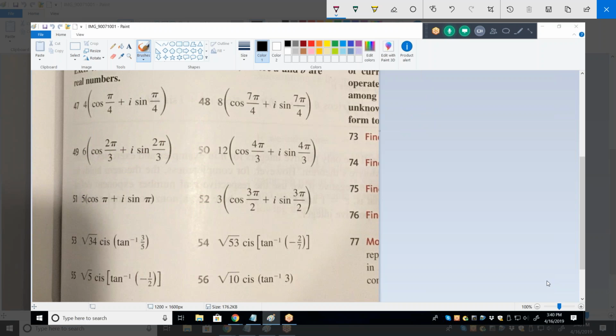So let's do 48. All right. Now, you're doing these without a calculator, correct? Just on your knowledge of trig? Yes, sir. That's probably what they're designed for, because all the angles are your common trig angles. I don't see any 29 degrees here or anything like that. So they probably want you to do these without a calculator. What's the cosine of 7 pi over 4? Root 2 over 2.